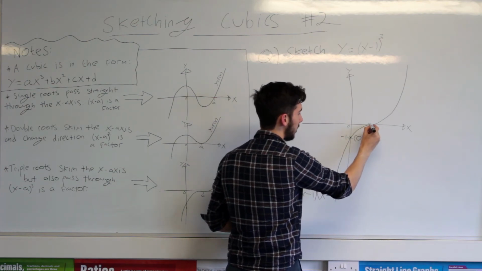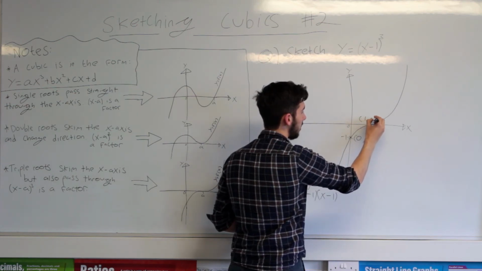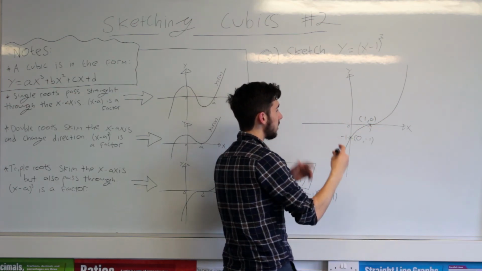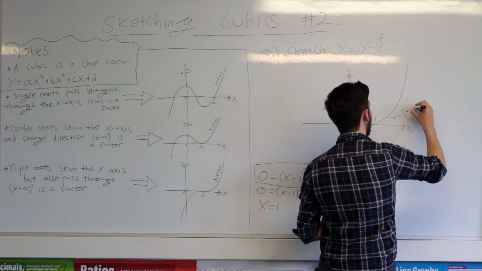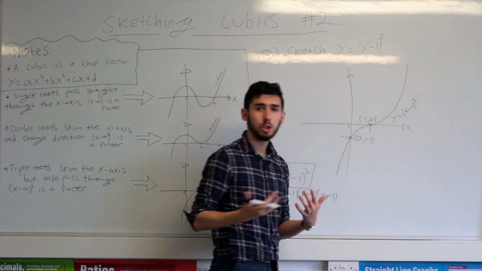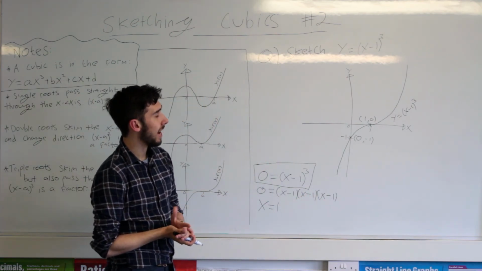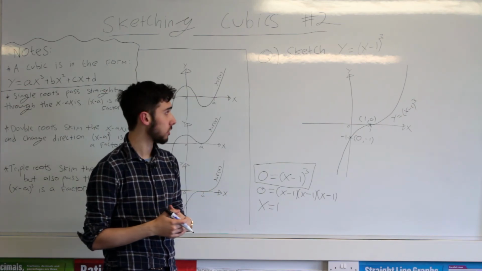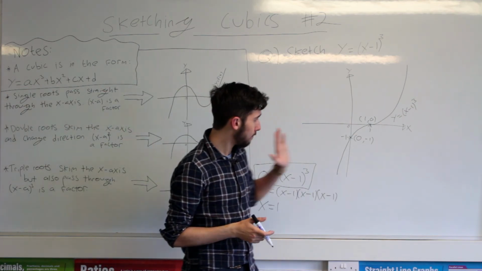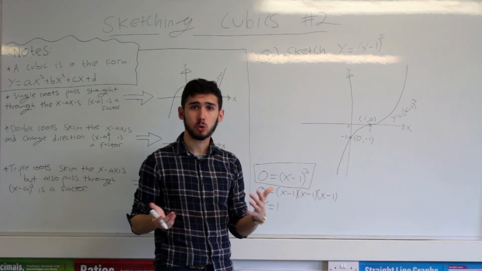This point here, this is 1 on the x-axis, where we can say this is 1, 0. Once again, this is labelled y equals x minus 1 cubed, just like that. And that is what the graph looks like, guys. It's actually just a translation of the normal graph y equals x cubed, but it's moved to the right by 1 unit, okay? So that's all there is to it.